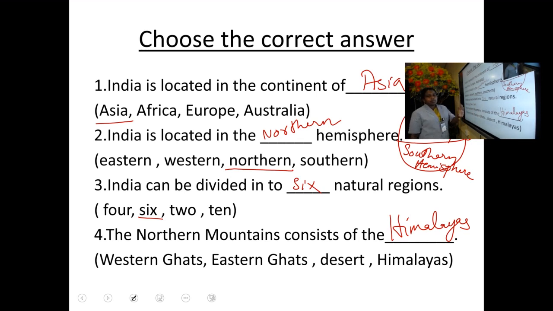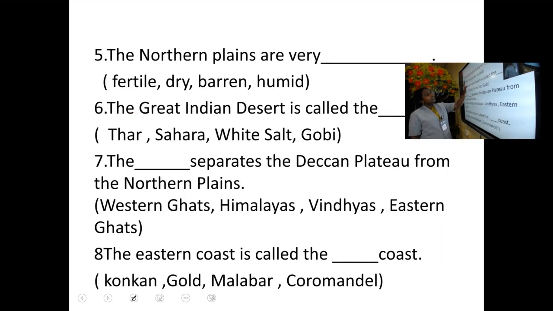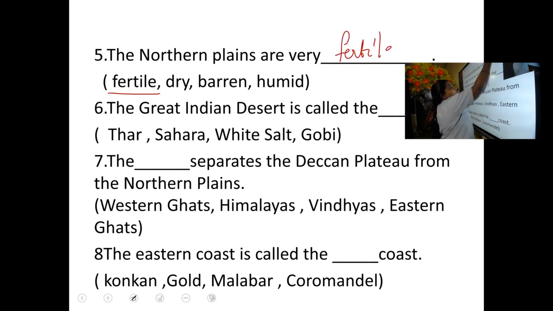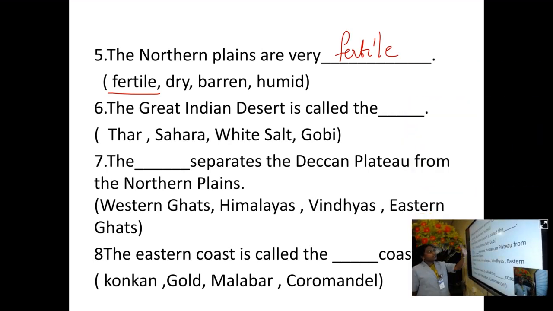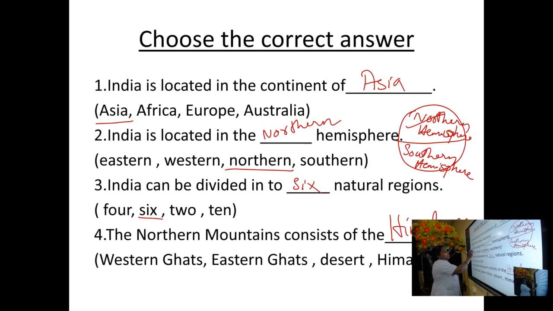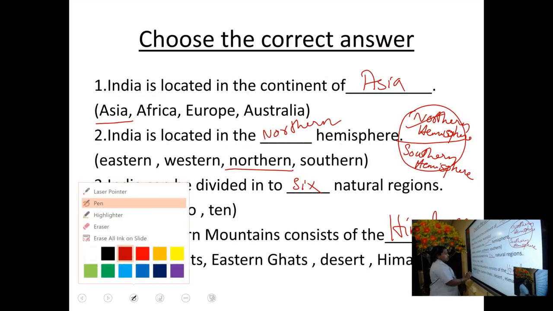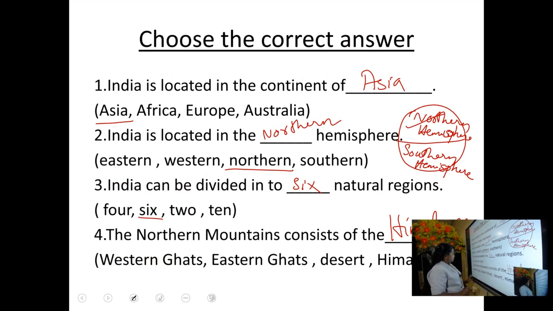Which are the three main ranges in the Himalayas? Himadri, Himachal and Shivalik. Now the northern plains are very dash: fertile, dry, barren, humid. The answer is fertile. We have studied that the rivers which flow through the northern plains make the land fertile. Now, sixth one, the Great Indian Desert is called the Thar, Sahara, White Salt, Gobi. Which is the answer? Thar. The Great Indian Desert is called the Thar Desert.